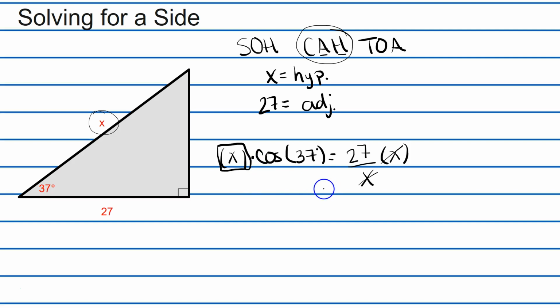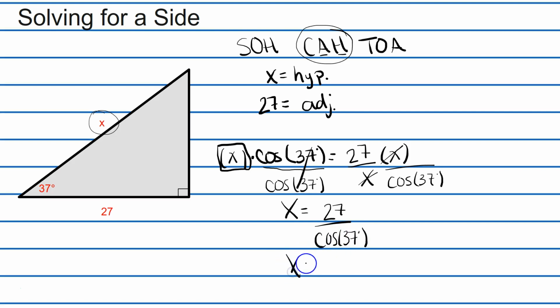There's an imaginary multiplication symbol there, which means in order to undo it, you must divide, do the opposite. Divide by cosine 37 degrees. And that becomes 1, not 0. X is equal to 27 divided by cosine 37 degrees. And then when you put that in the calculator, you're going to get x right around 33.8.